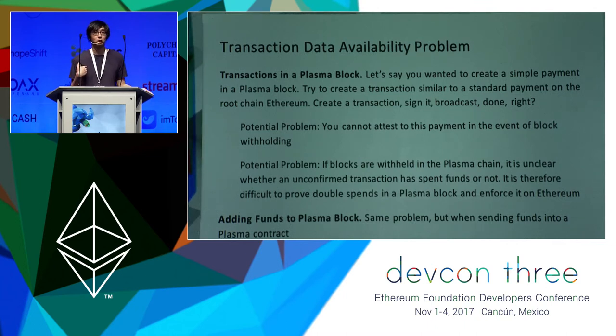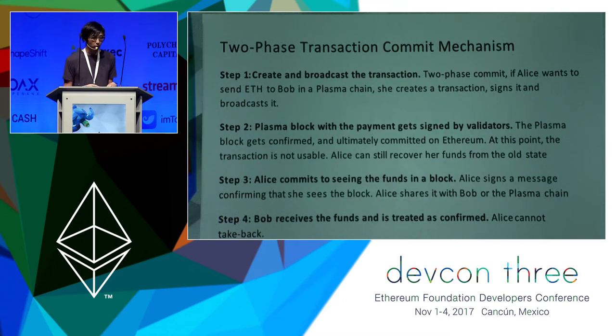This problem also exists when you put funds into a Plasma block as well. So how do you address this? You address this by creating this two-phase commit process. This is a very different way to do it. This is not a hard necessity for a lot of problems, but if you want 100% certainty, this is how you would do it in the event of data withholding.